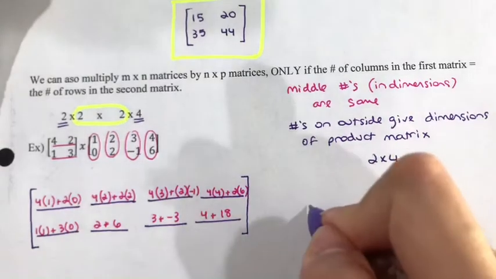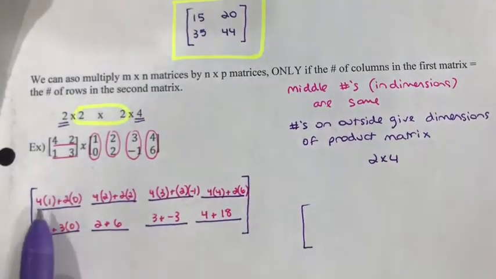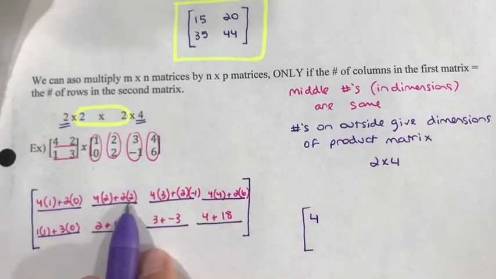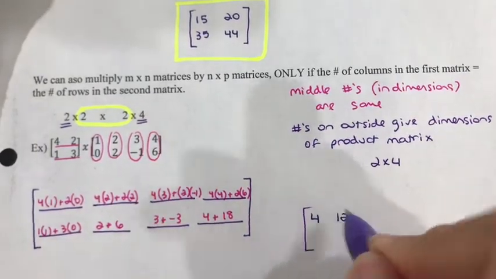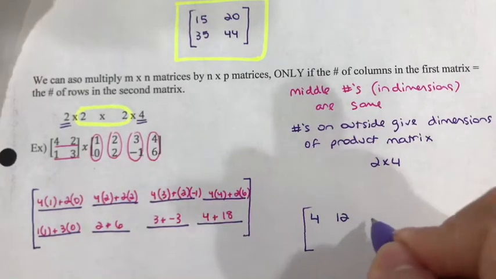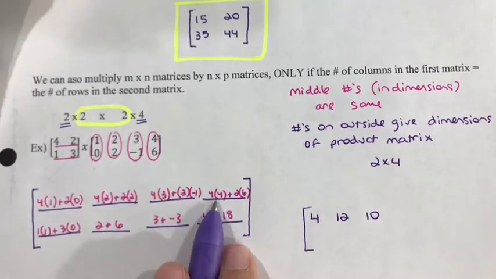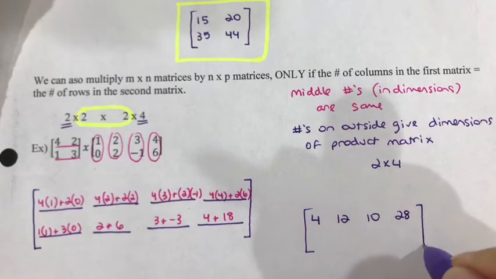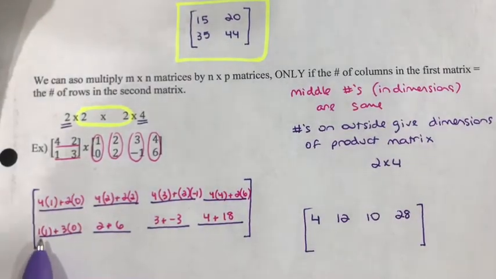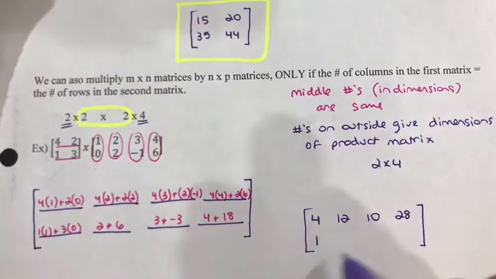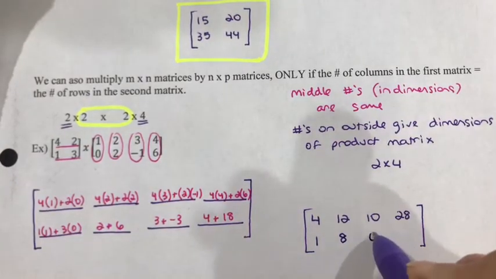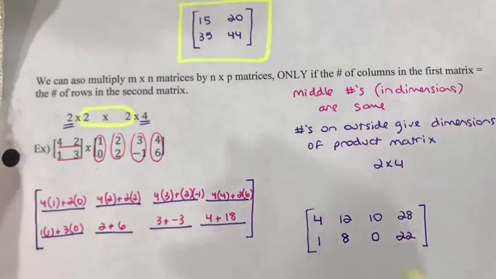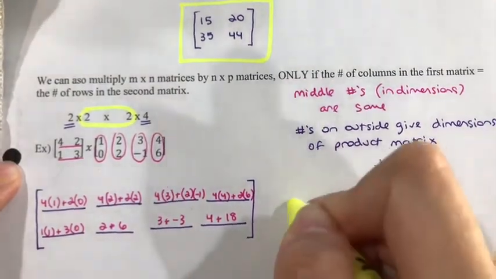And at this point, we can simplify all of our values. I've got 4, let's see, 8 plus 4 is 12. 12 minus 2 is 10. 16 plus 12 is 28. Finally, 1, 8, 0, and 22. And we have our final answer.